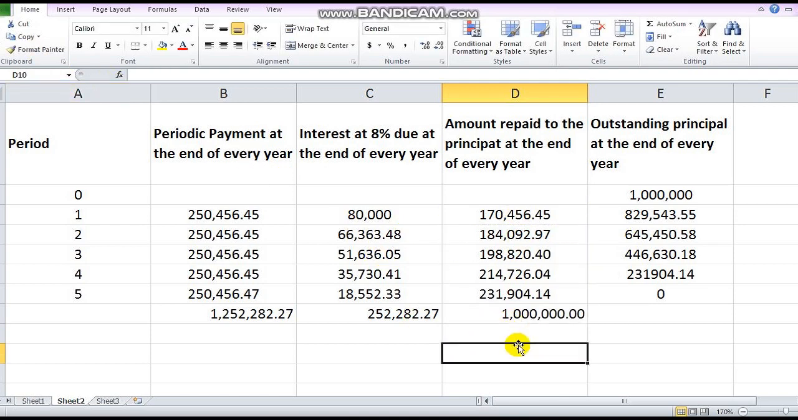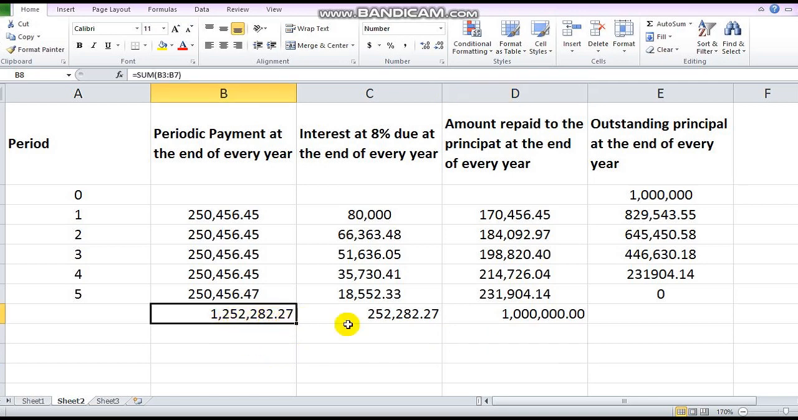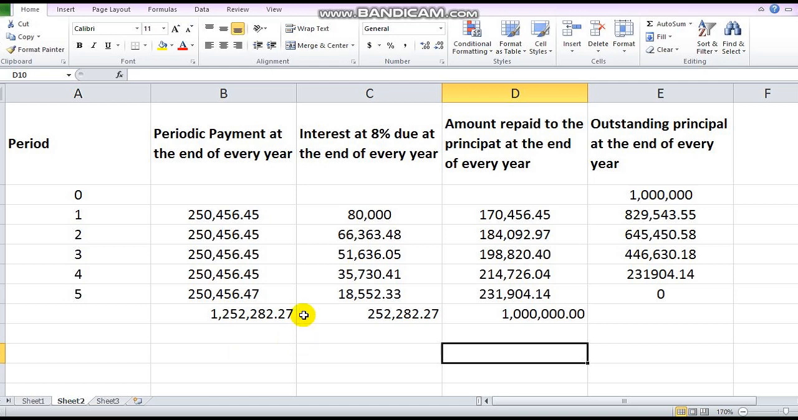And if we observe here, 1,252,282.27 minus the interest should be equal to 1 million. All of this should be connected. So they should all be balanced. So this is the amortization schedule. This is what we use whenever we pay for our loans.